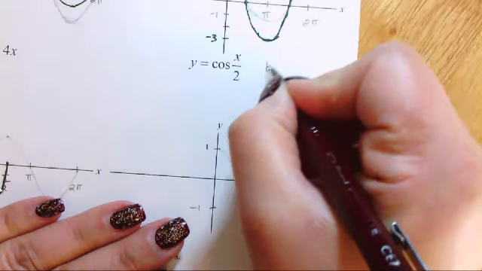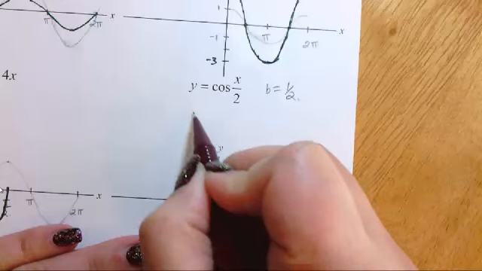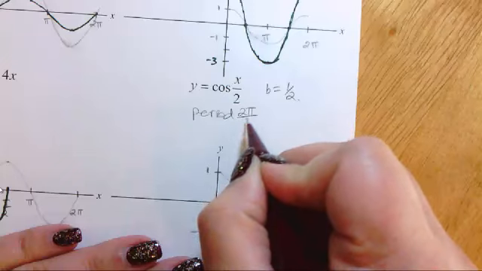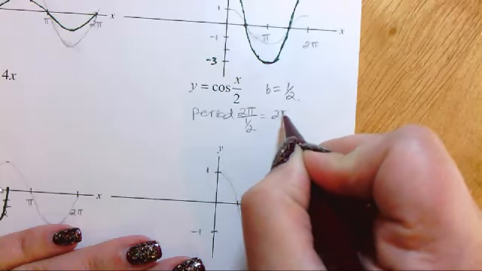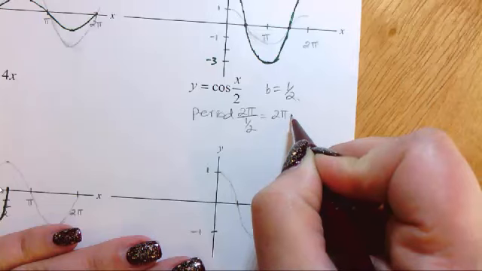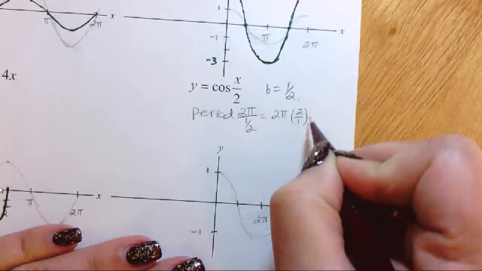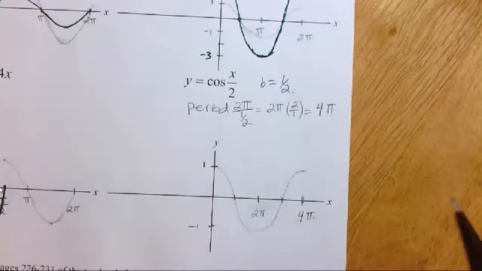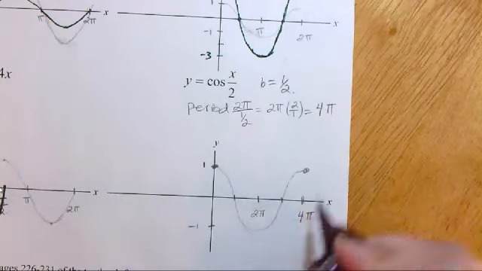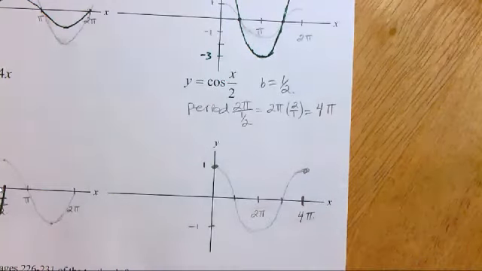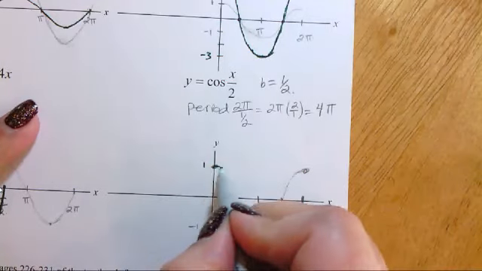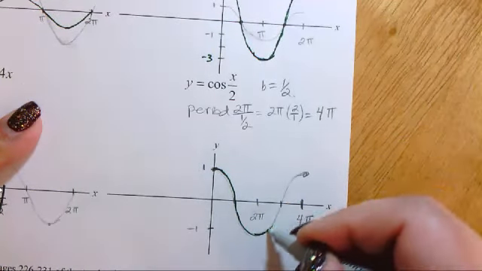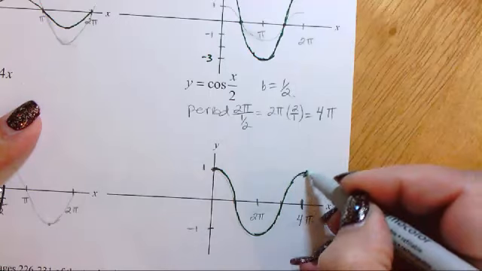Just to verify, b equals 1/2, and then my period is going to be 2 pi divided by 1/2, or I can change that to times the reciprocal, which is 2 over 1, and then 4 pi. So that is one period. I started my cosine here and I end my cosine here. That was a little easier way to draw it. I just changed my scale in order to have my drawing from my original.